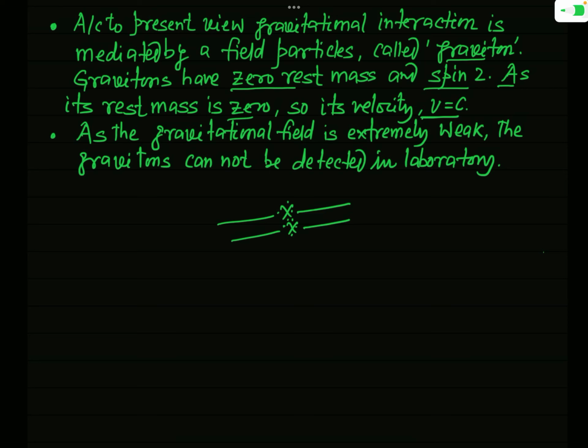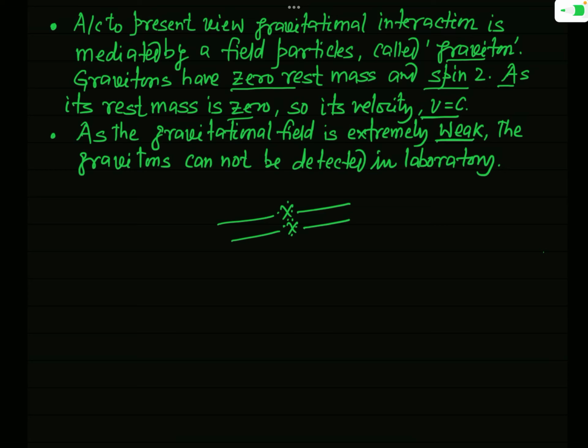I have told you earlier that this graviton has not been detected in experiment till date. Why? The reason is that this gravitational field is extremely weak, and since it is very weak, these gravitons are not detected in experiment, because detection of this field or this force is actually impossible in experiment, and that's why graviton has not been detected in experiment till date.